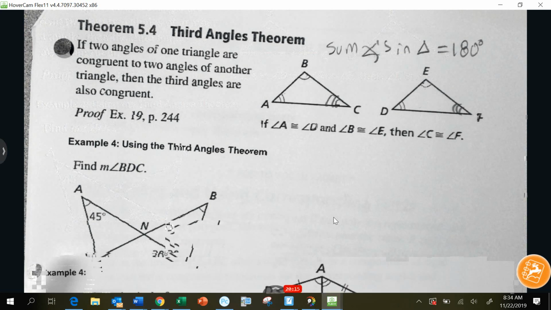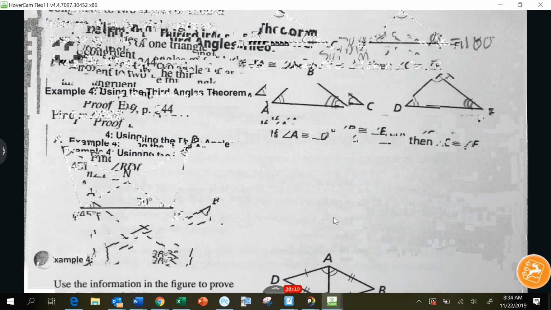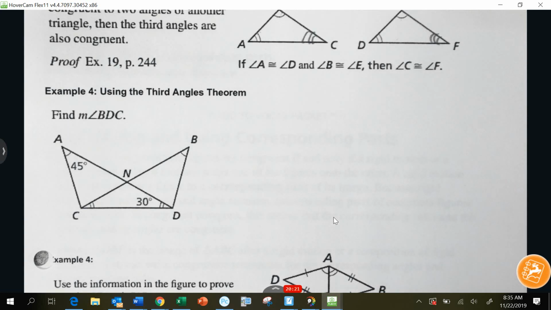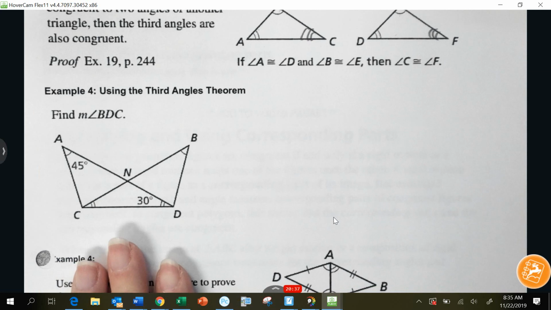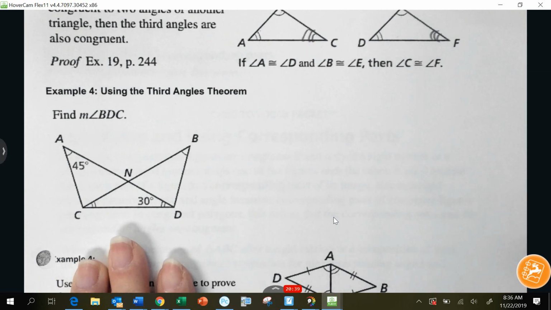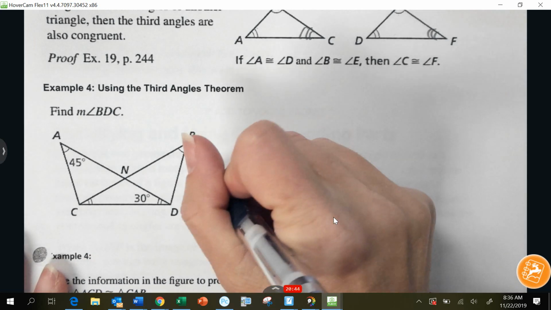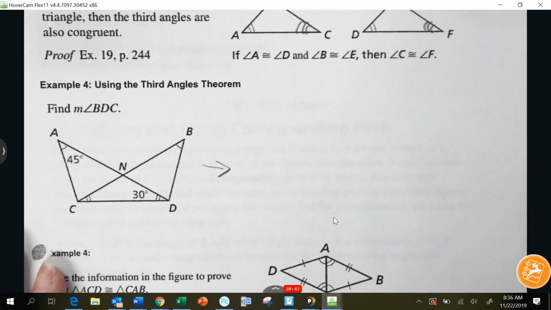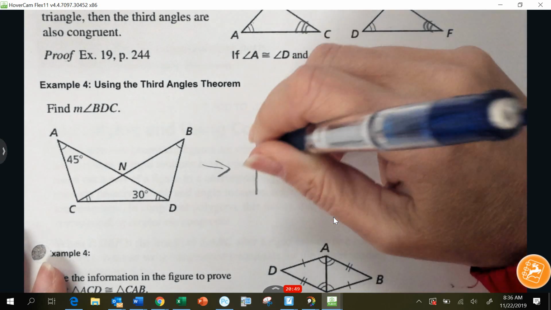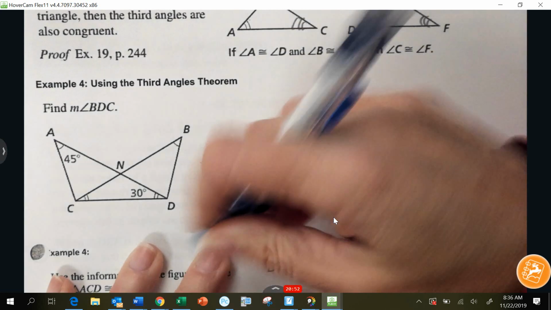Okay, so using the third angles theorem, we're going to find the measurement of angle BDC. This is the kind of stuff that you're going to be doing in this chapter, where we might have some things overlapping or sharing sides. There are two triangles here. There's actually more than two triangles here, but there are two triangles here. I'm going to separate them so you can see them.